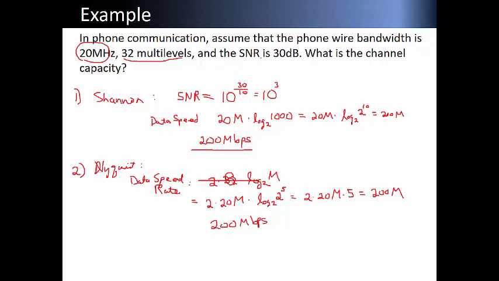The other factor is if we have a high signal and small noise, then we can also have higher data rates. All right, that is it. Hope you understand. Thank you.